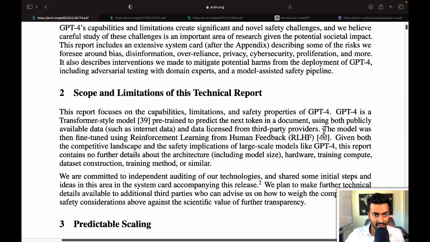The model was then fine-tuned using reinforcement learning from human feedback. So why is this the case? Because GPT-4 is currently a language model. It knows how to produce one word after the other. However, we want these words to be safe and factual and non-toxic.